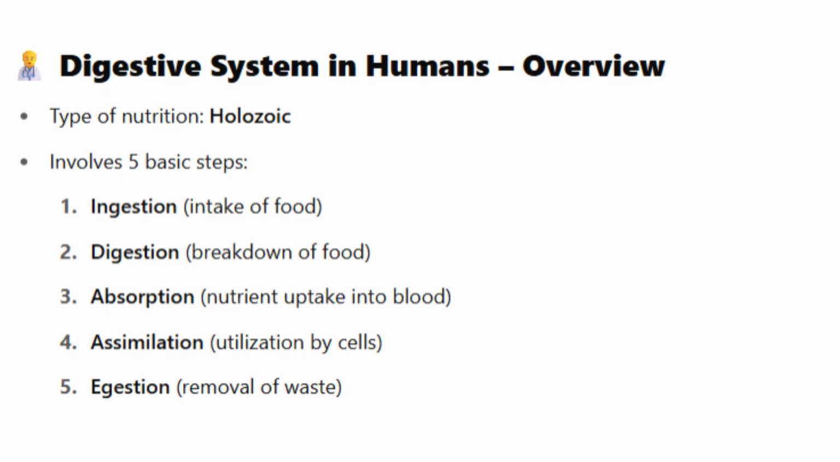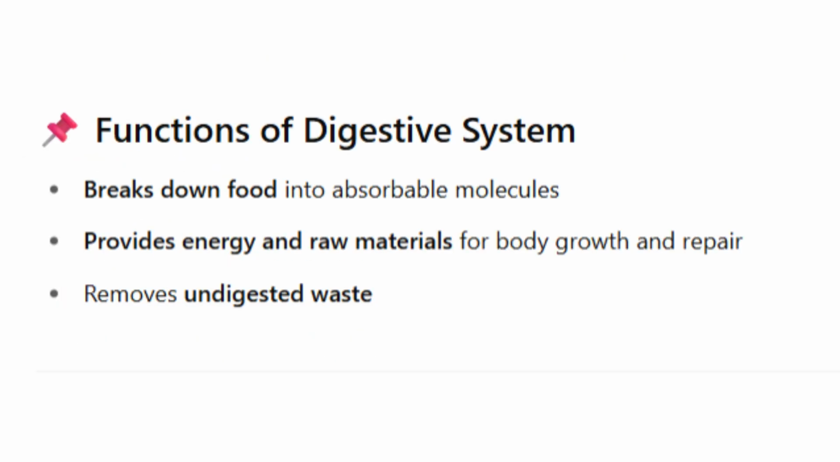Overview. Type of nutrition: holozoic. Involves 5 basic steps. Ingestion, intake of food. Digestion, breakdown of food. Absorption, nutrient uptake into blood. Assimilation, utilization by cells. Egestion, removal of waste. Functions of the digestive system.